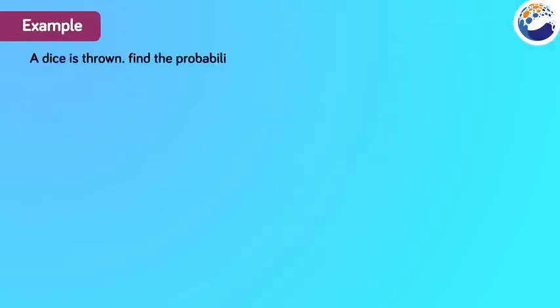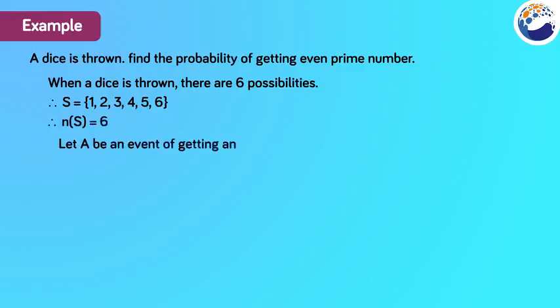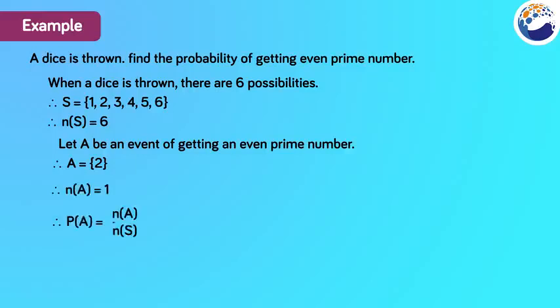Example, a dice is thrown. Find the probability of getting an even prime number. Sample space S is equal to 1, 2, 3, 4, 5, 6. Therefore, N of S is equal to 6. Let A be an event of getting an even prime number. A is equal to 2, since 2 is the only even prime number. Therefore, N of A is equal to 1. Hence, the probability of getting an even prime number is N of A upon N of S, which is equal to 1 upon 6. Solve these for practice.